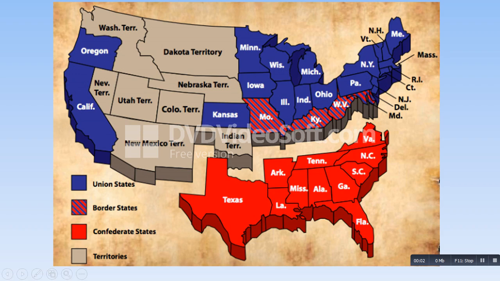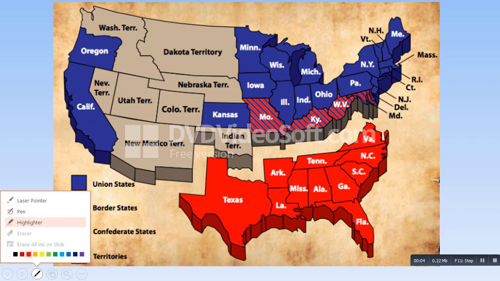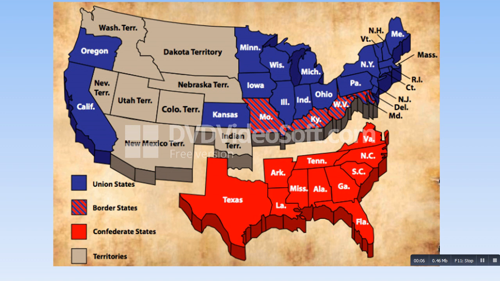Everybody, and welcome again. Today we start with the Civil War. You can see here a map of the United States as it was when the Civil War broke out. And you'll notice that there are actually four different statuses that the United States had at this time, the various states and territories.